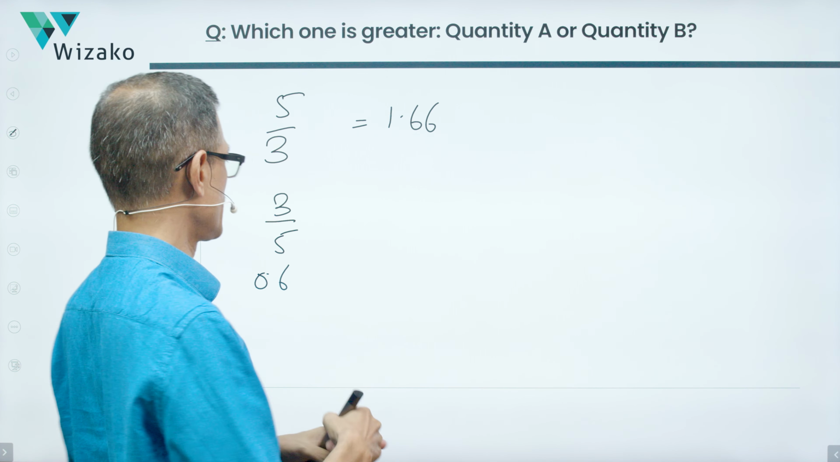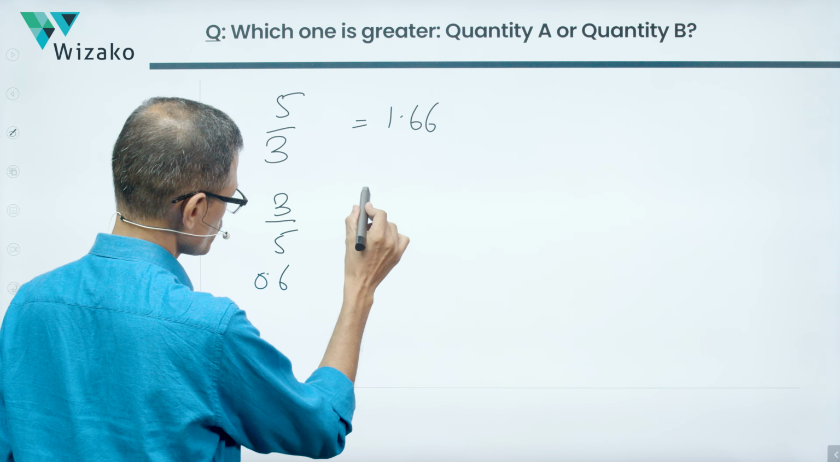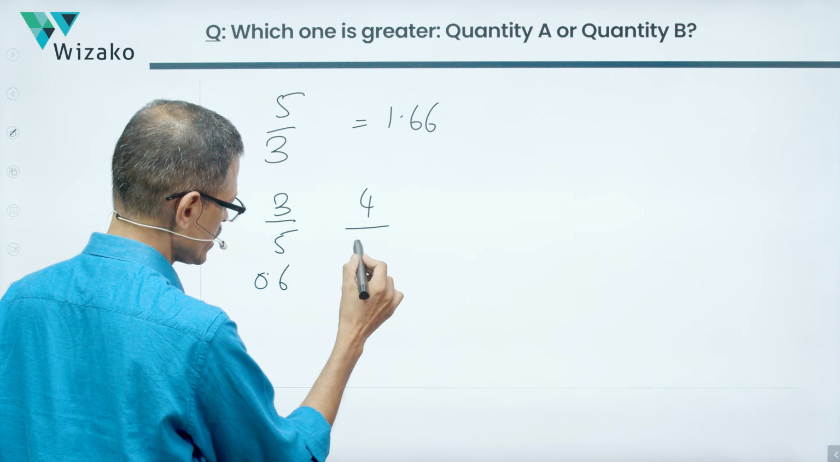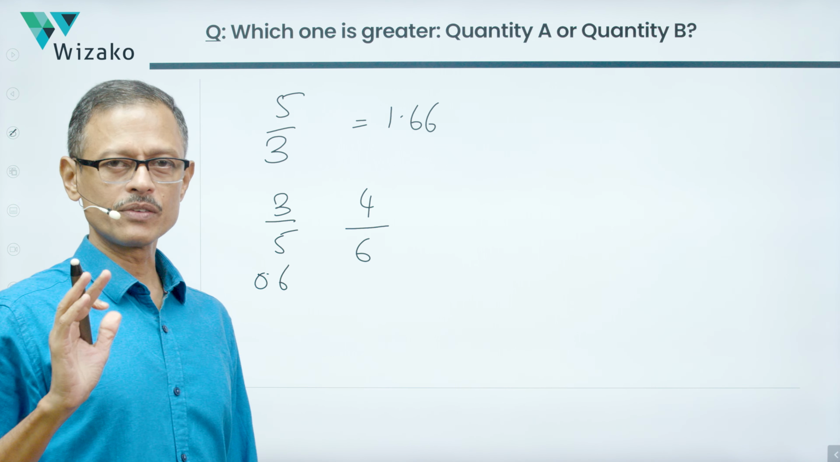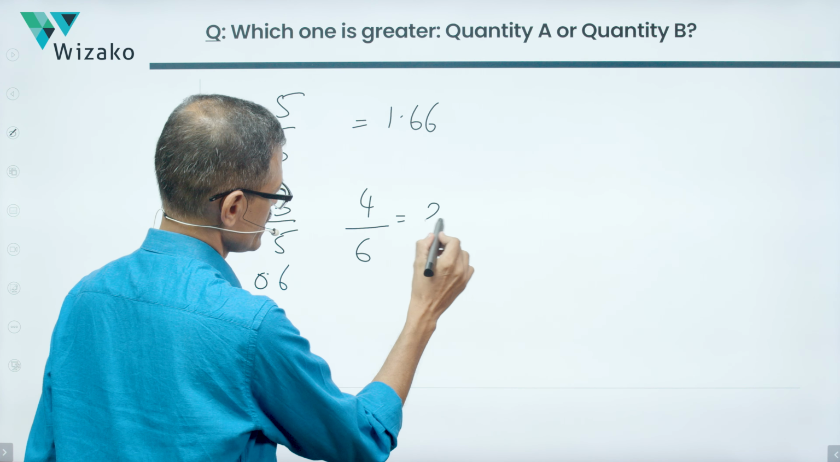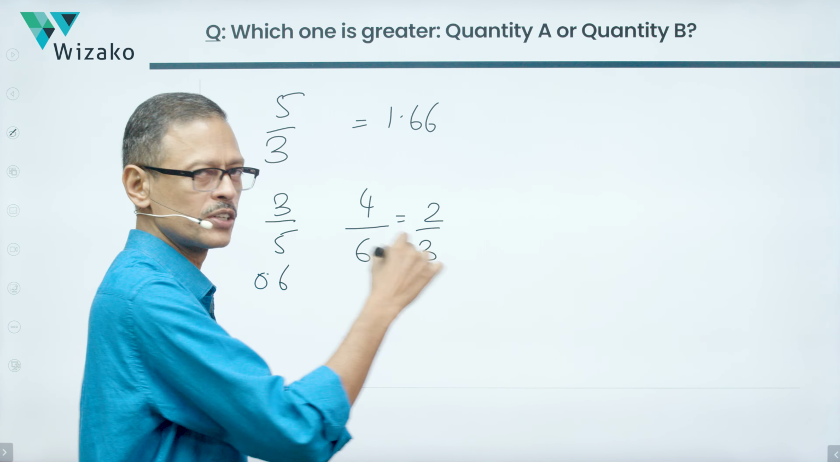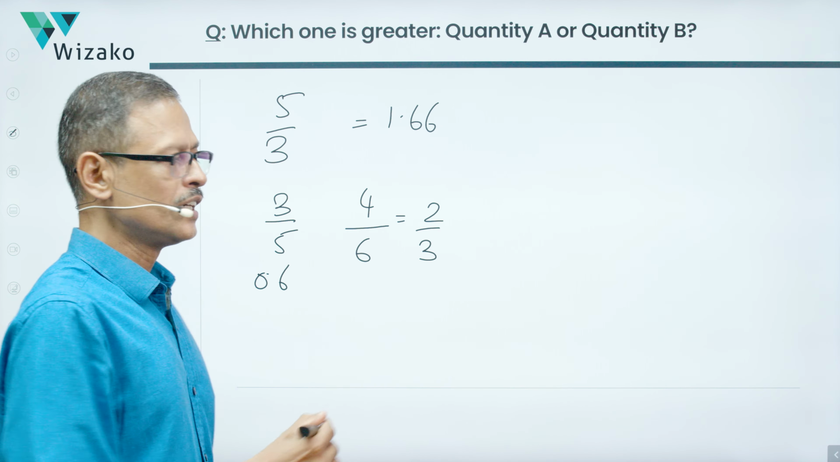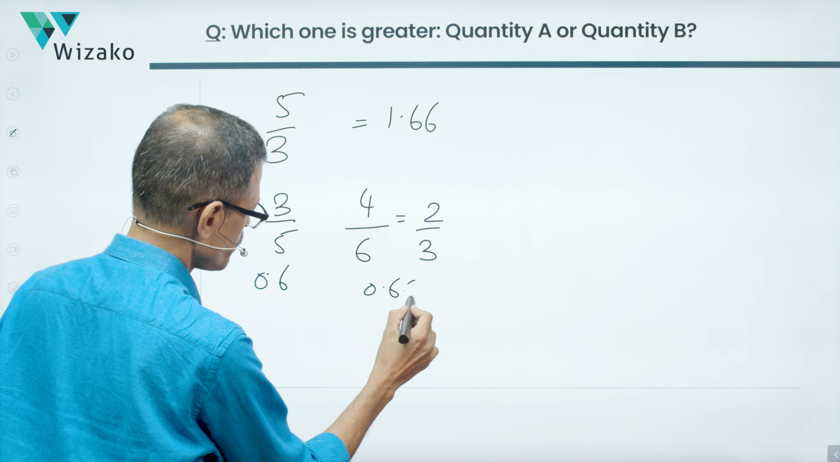Let's add a 1 to it. If I add a 1 to it, 3 plus 1 will become 4. I'm adding the same 1 to the denominator. 5 plus 1 will become 6. The value of this fraction is equal to 2/3 when you reduce it to the least possible value. 2/3 is equal to 0.66.